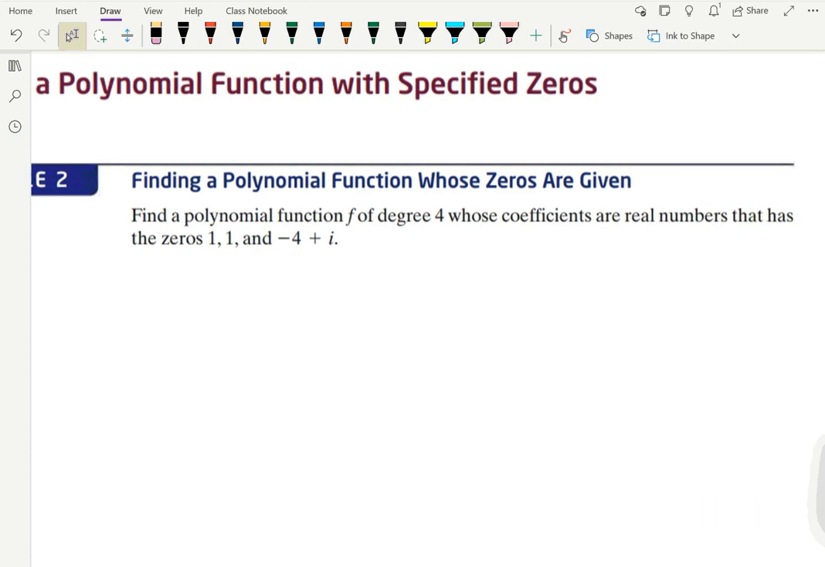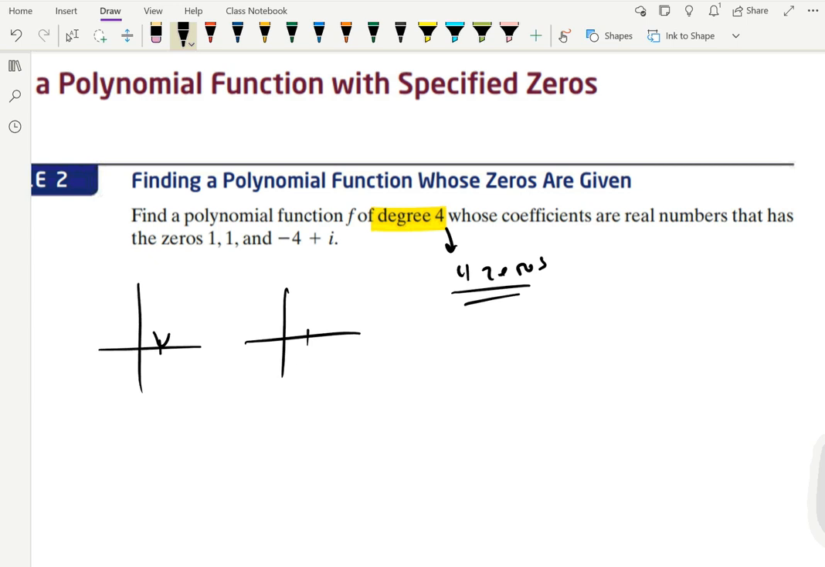So for example number 2, find a polynomial function of degree 4. Okay, so that's important. If degree 4, that means we must have 4 zeros. Complex, so you've got to have 4 complex zeros. Coefficients are real numbers that has zeros of 1, 1. So we've got a double root here, double zero. Graphically, what that would mean is at 1, the graph would have had to turn. So it's either going to turn that way, or at 1 it would have turned this way. Not exactly sure how it's turning, but we know it's got to turn there.